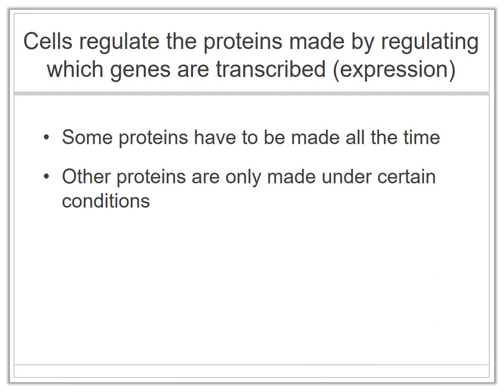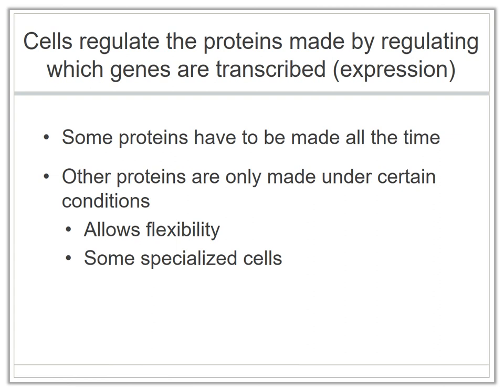Some proteins have to be made all the time. So certain cells are pumping out certain proteins all the time. Transcription and translation of those genes are happening all the time. Other proteins are only needed during certain conditions. Enzymes are only needed when those certain reactions are going to be taking place. If the substrates of a reaction are not present, then that enzyme is not needed, and so the synthesizing of that enzyme is a waste of time.